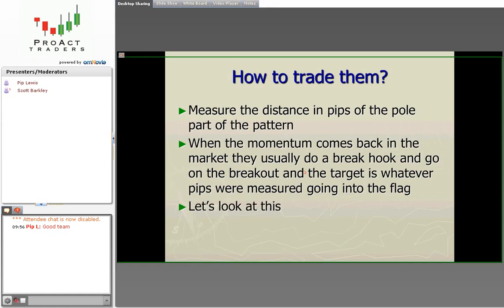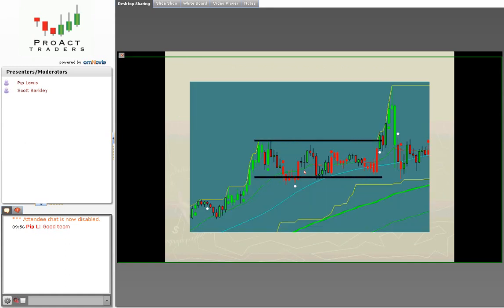So let's look at a couple examples here. There's the flag. Now I know that statistically I went into this going up. That means statistically I'm going to go out going up. So what do I simply do? I measure that pole right there. The whole pole is all the way to the top of the flag, but we only take the bottom part, wherever the bottom of the flag is right here. We measure this amount right over here, and whatever this is right here, when it makes the breakout, that's what it's going to do.